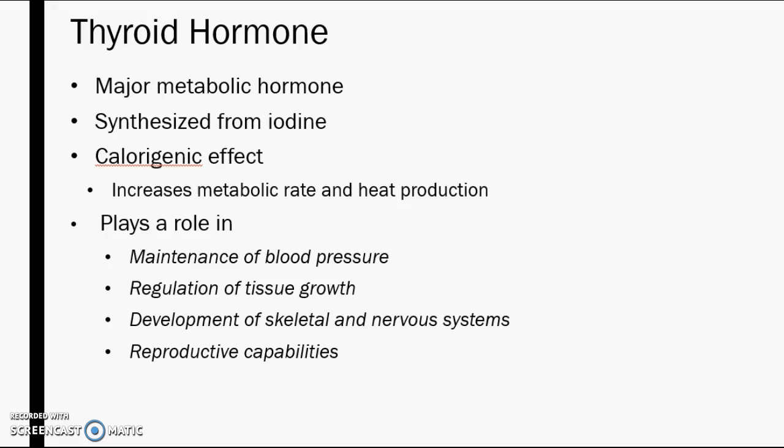Thyroid hormone is a major metabolic hormone. It is synthesized from iodine, hence the reason that we see iodized salt in the world now. It has a calorigenic effect, meaning that it increases metabolic rate and heat production, plays a role in the maintenance of blood pressure, regulation of tissue growth, development of skeletal and nervous systems, and has reproductive capabilities.